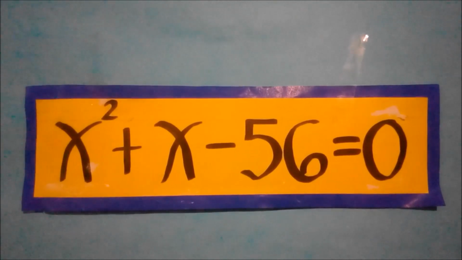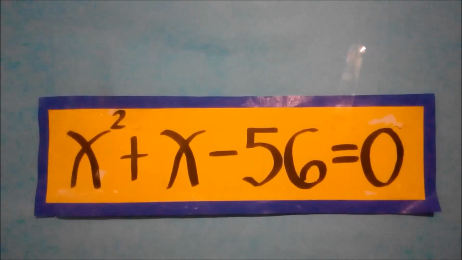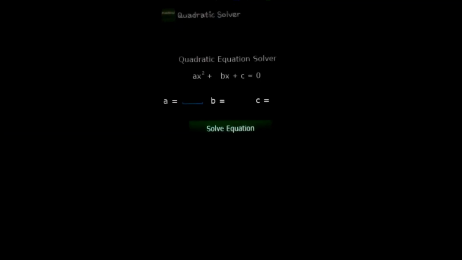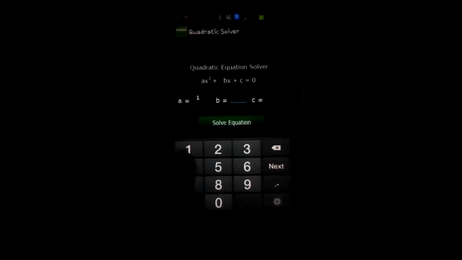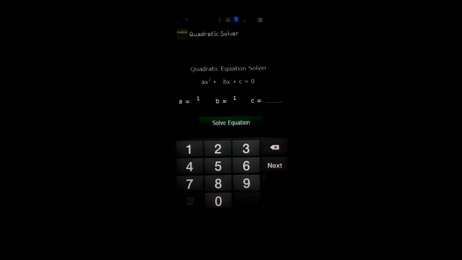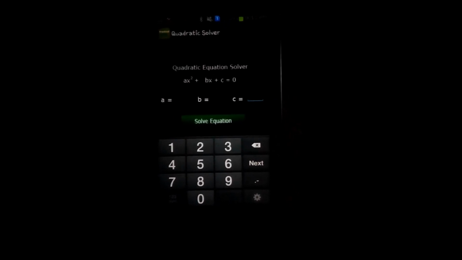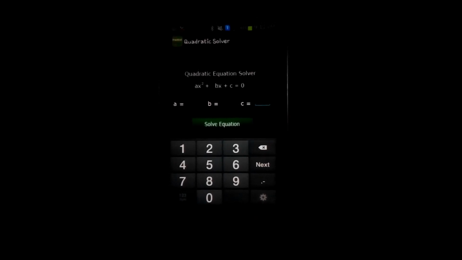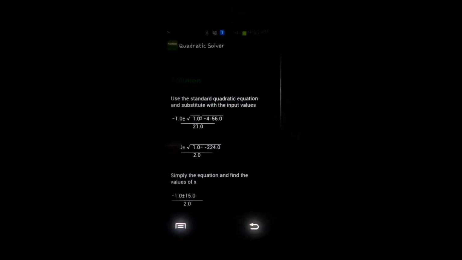From our first given equation, we have x squared plus x minus 56 is equal to 0, and the values of x are 7 and negative 8. Since the value of a is equal to 1, b is equal to 1, and c is equal to negative 56, then click the solve equation button to see the solution and to determine whether we will arrive at the same answer. As you can see, this is the solution, and the values of x are 7 and negative 8. Therefore, we had arrived at the same answer.